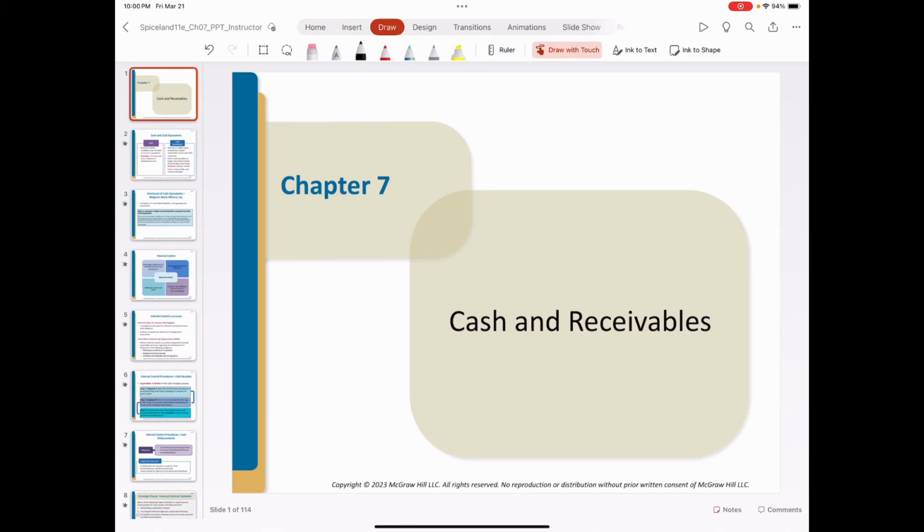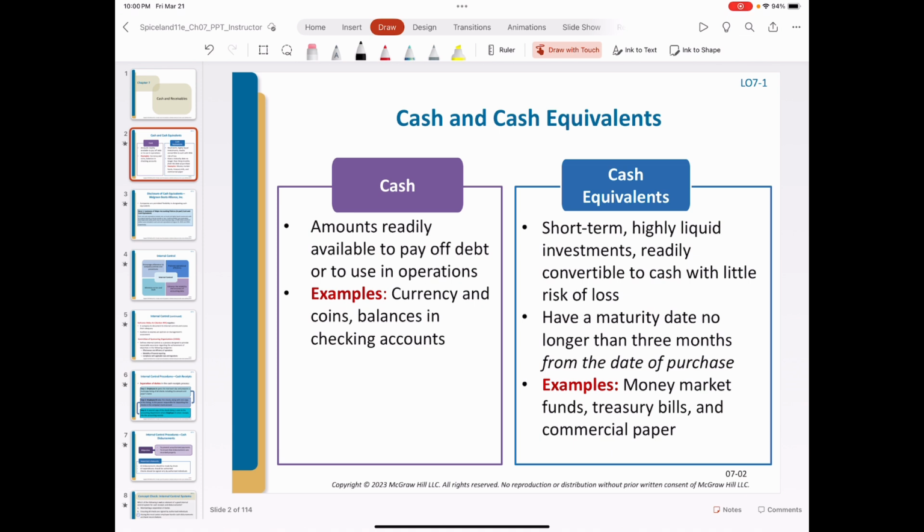Chapter 7, Cash and Receivables. In this chapter, we are talking about the valuation of the first two assets reported in the balance sheet. Usually, the company reports cash with the cash equivalents.